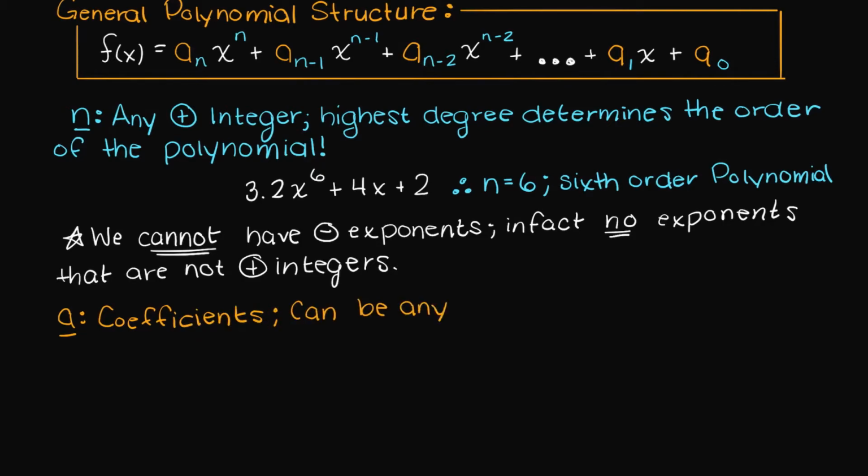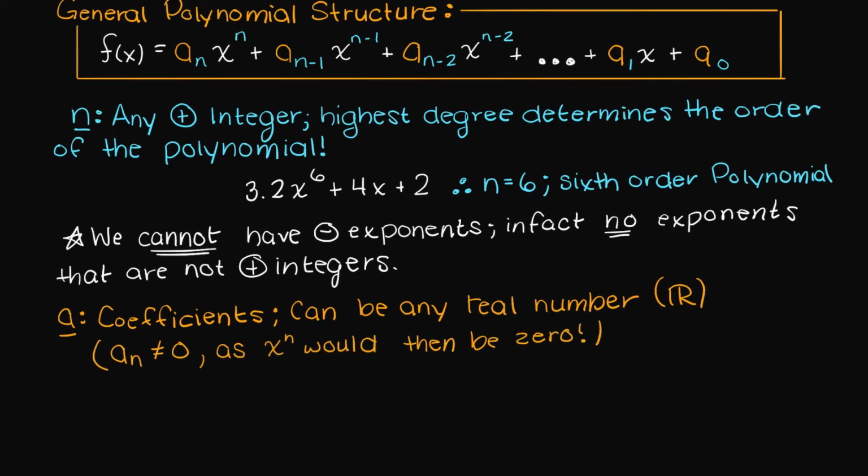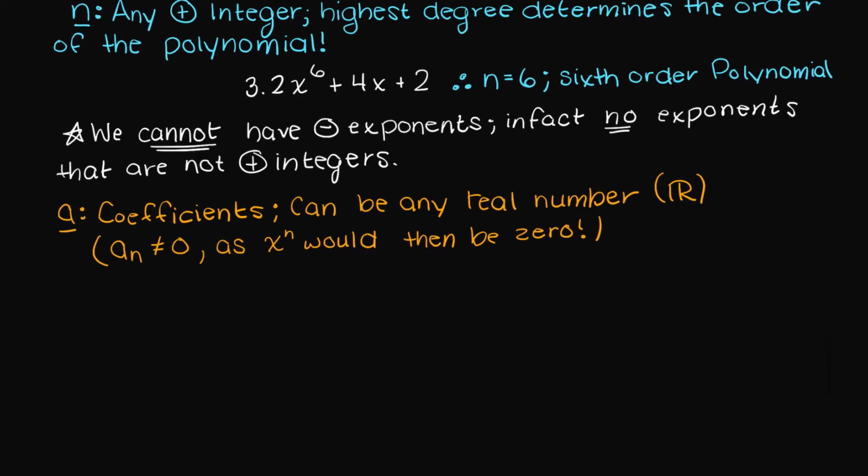All the a's here are simply coefficients, therefore they are any real number. The only thing to note about the coefficients is that the coefficient of the highest power of n cannot be 0, as that term would then be nothing.